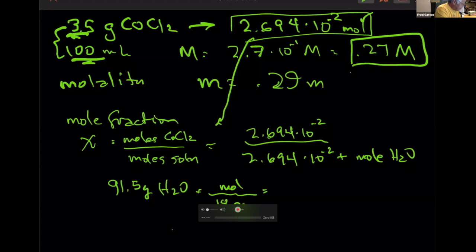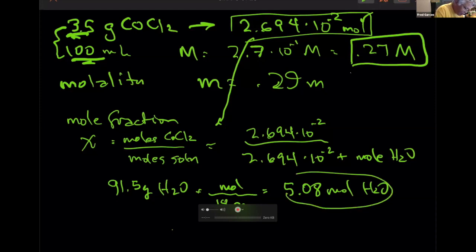91.5 divided by 18, that's going to be 5.08 moles water. Let me try that again. 91.5, 18. Yeah, 5.0. Now I get 5.05. Try that again. Yeah, 5.08. Okay, so what is the mole fraction therefore? Put this in here and then we calculate it.